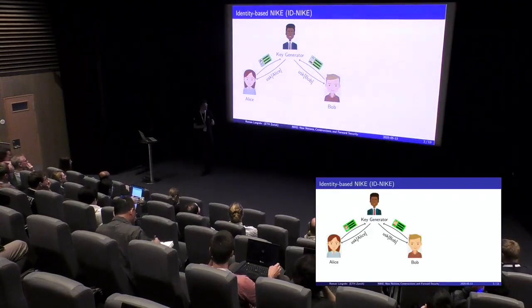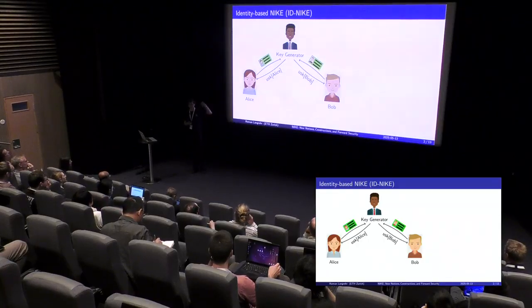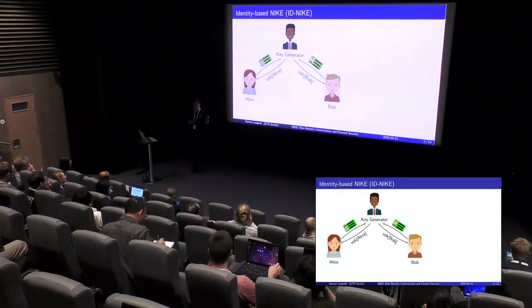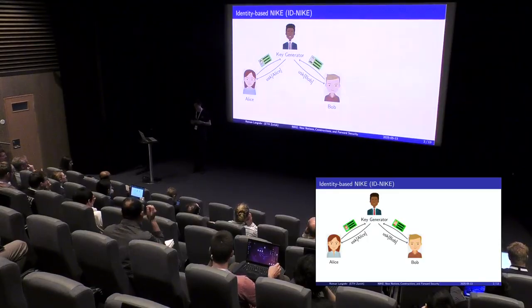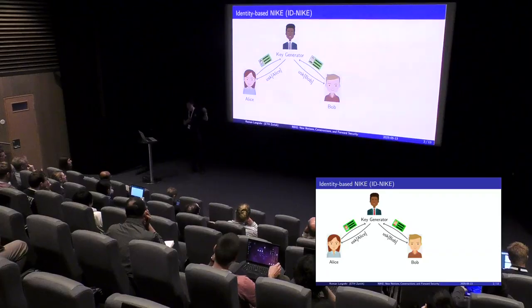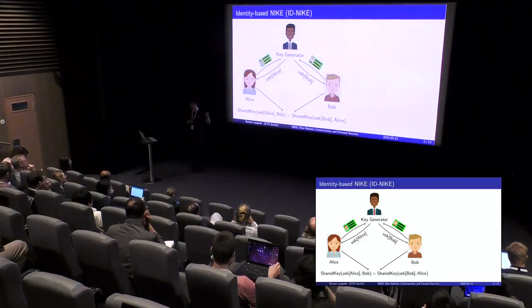So in an identity-based non-interactive key exchange, for short ID-NIKE, we have a trusted central key generator where every user can go, prove who they are, and then they receive a user secret key for their identity. The identity can be anything that uniquely identifies a user, like an email address. And when the two users, Alice and Bob, have done that, they can use their user secret key together with just the identity of the other user to derive a shared key. And when Alice and Bob do this, they should get the same shared key.